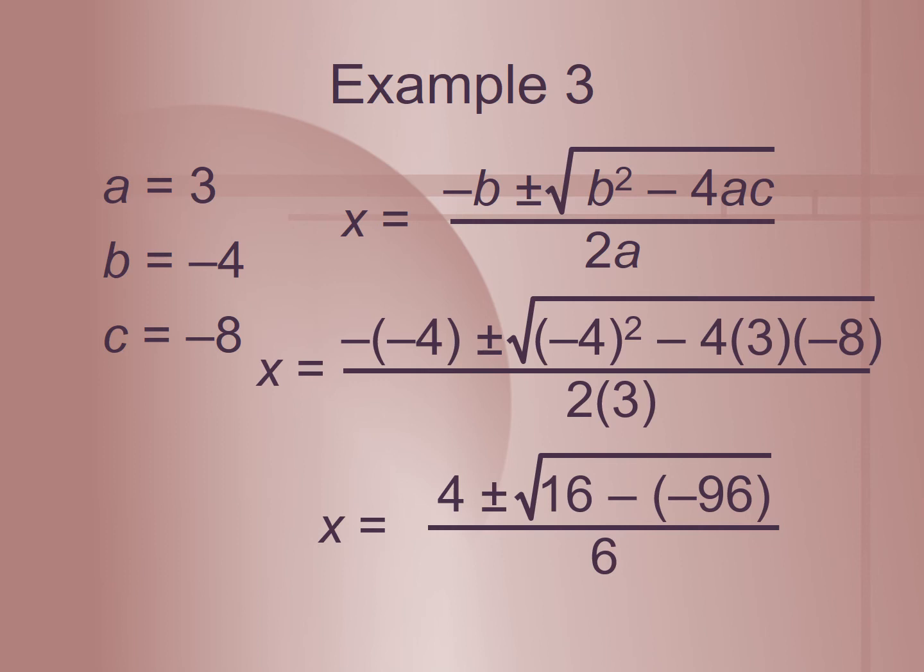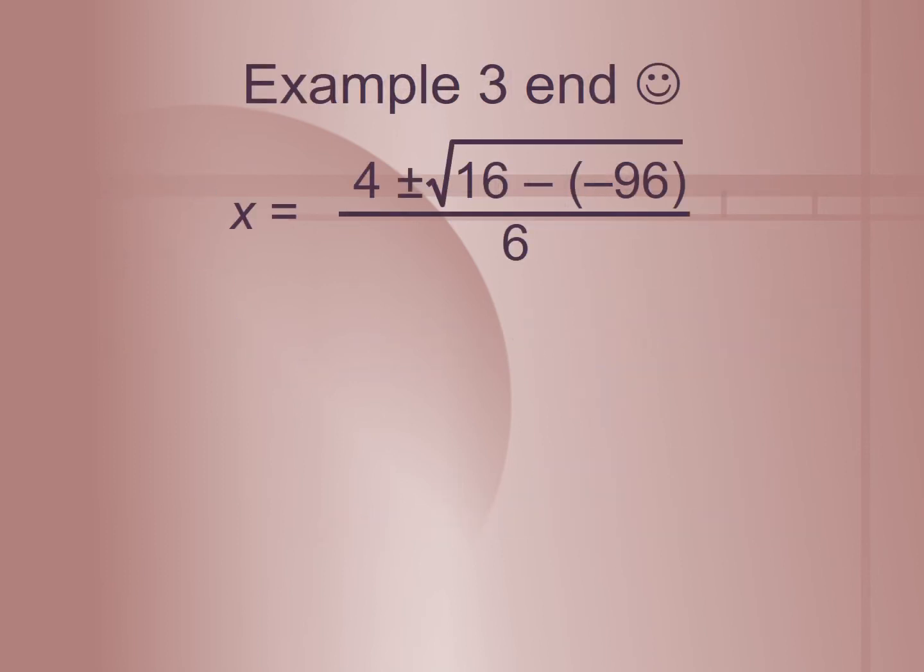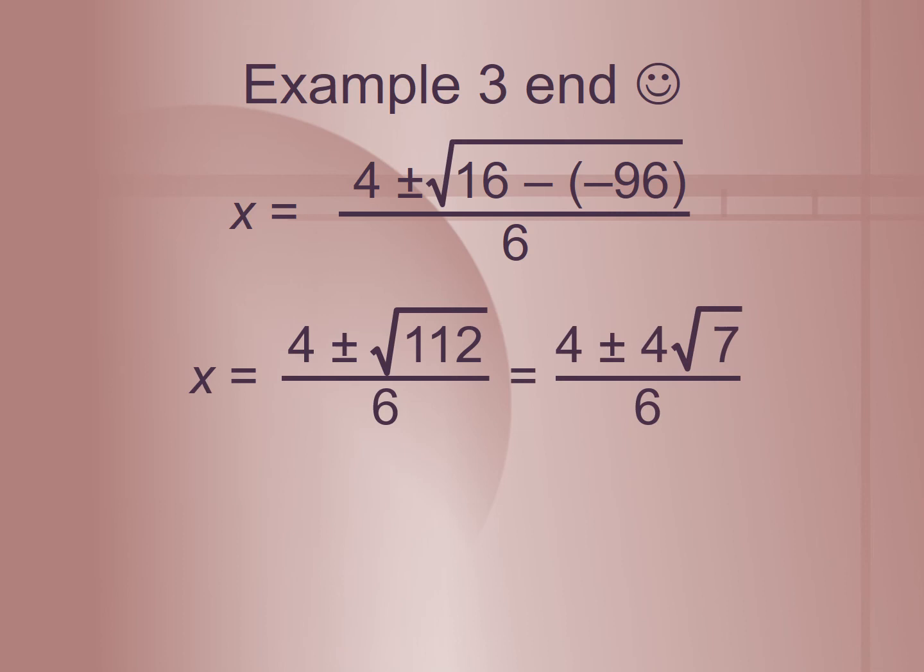So when I do 16 minus negative 96, that's the same as saying 16 plus 96, which is 112. So I have 4 plus or minus the square root of 112 over 6. So I have to simplify the square root of 112. It's not a perfect square, but it will reduce to 4 square roots of 7.